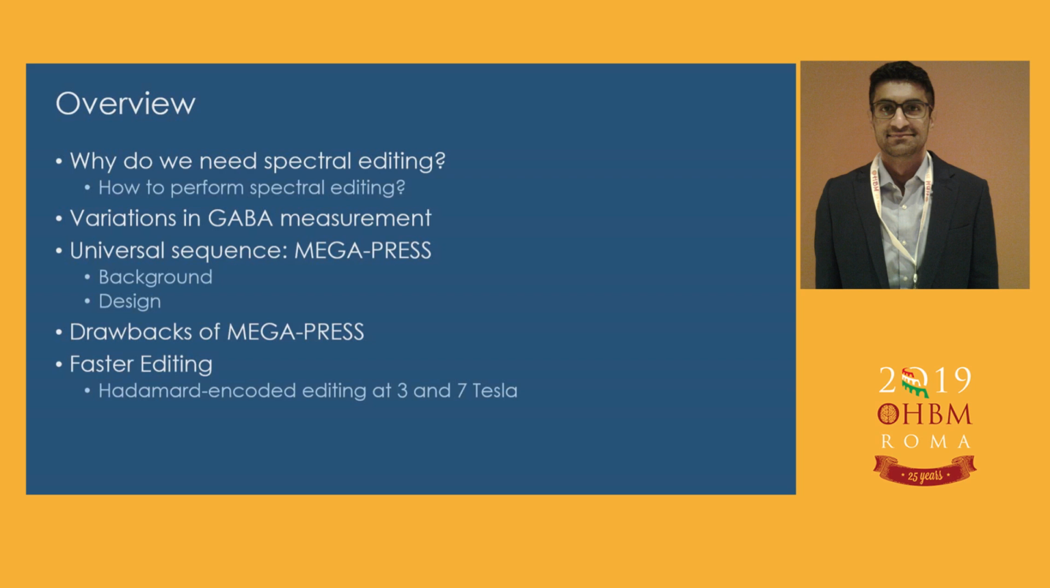And then after that, I'll talk about universal sequences, how did we standardize them as well, and why do we need to standardize them across all MR vendors. What are the drawbacks of MegaPress as a single metabolite editing method. And finally, I'll talk about the faster editing using Hadamard encoding at 3 and 7 Tesla.